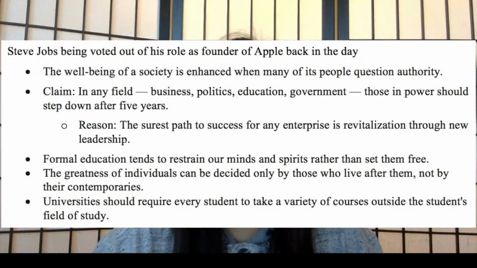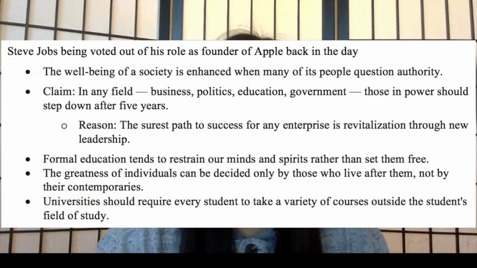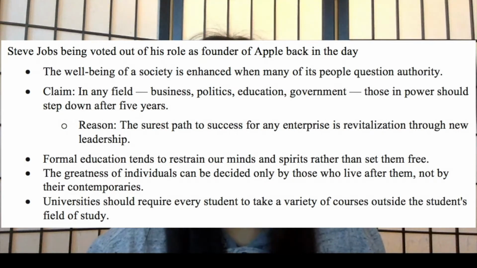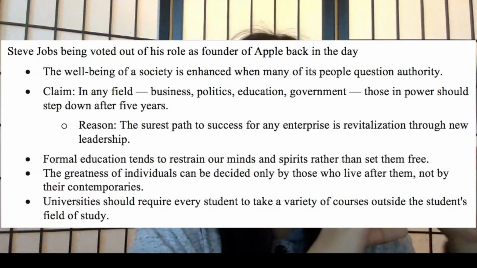I also have number 5, which is that universities should require every student to take a variety of courses outside the student's field of study. So this one is a lot like claim number 3, which is about formal education or about the variety of courses or about university education and things like that. So you can kind of understand how reading a single book about Steve Jobs' life allows me to answer a huge variety of these questions.